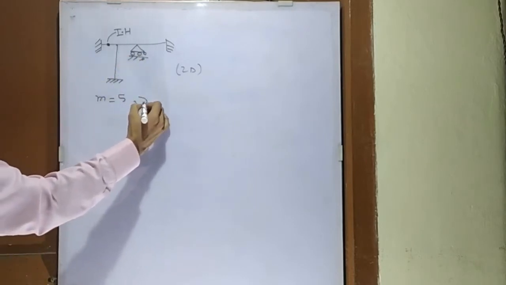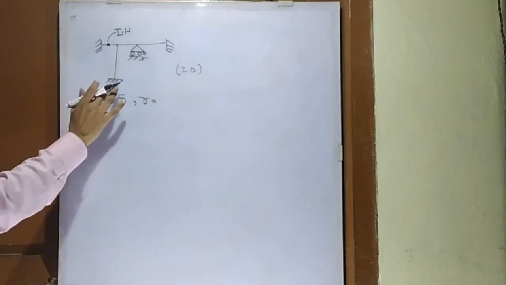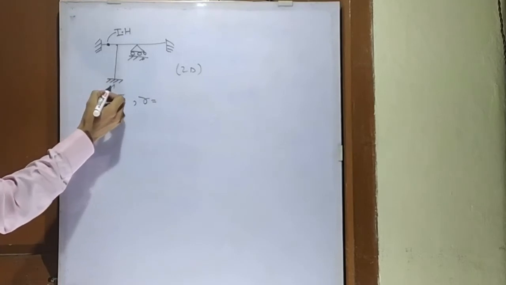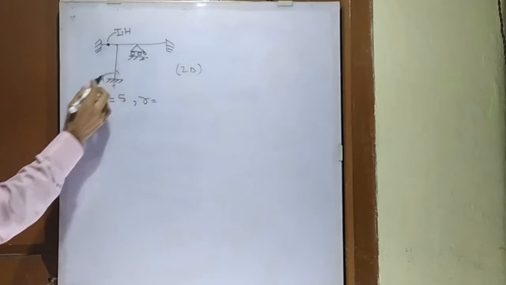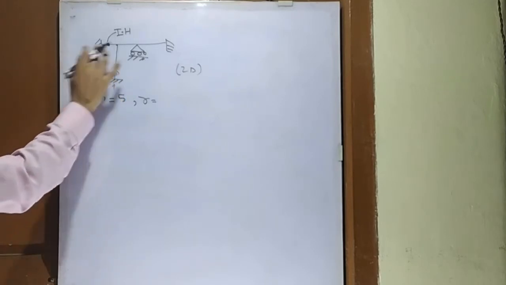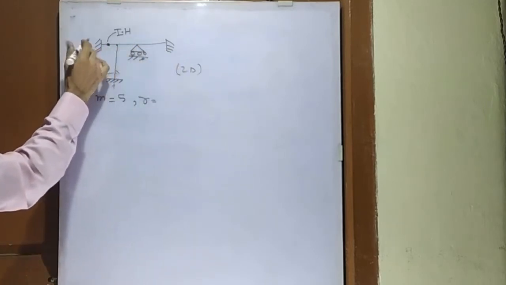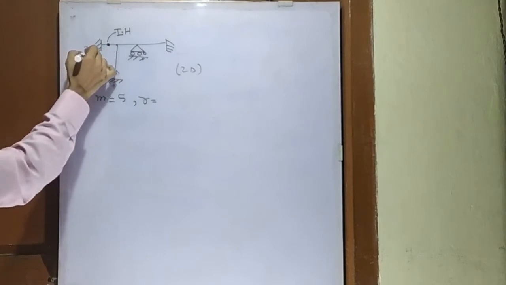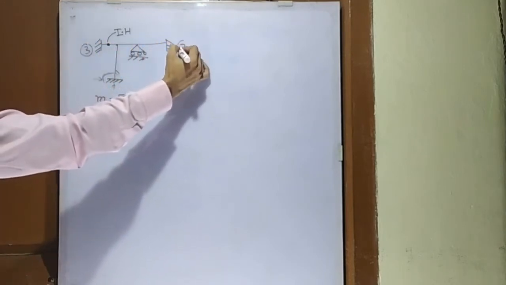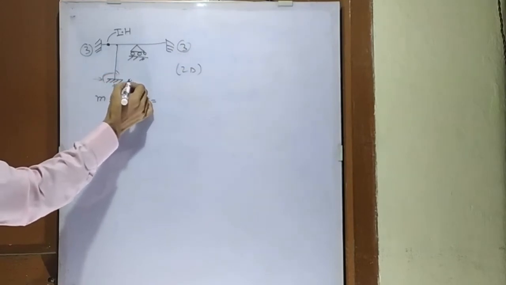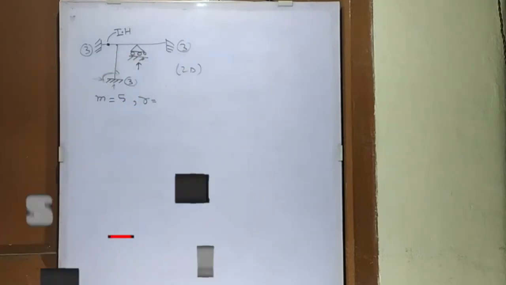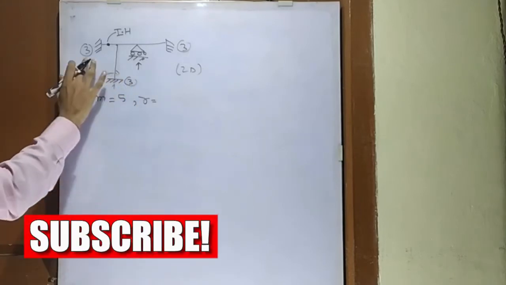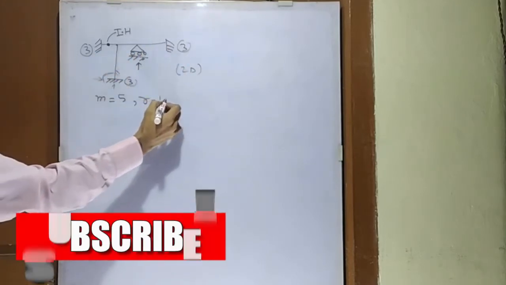And what is the number of reactions? The number of reactions is 3 at this fixed joint: one horizontal, one vertical, and the other reaction is moment. So 3 at this joint, 3 at this joint, and 3 at this support, and 1 vertical reaction at this roller support. So how many reactions? 3 3 6 9 10. The number of reactions is 10.